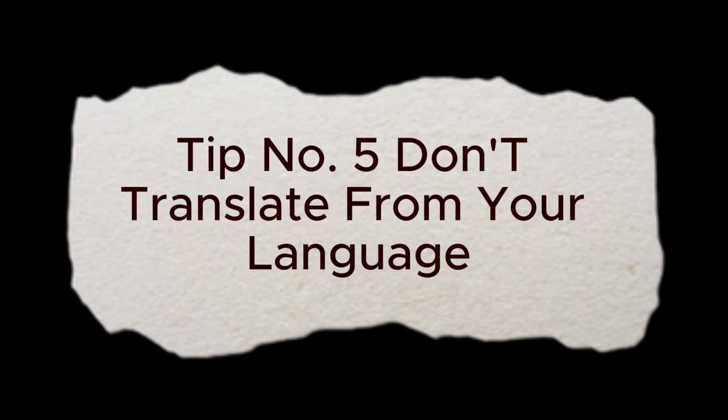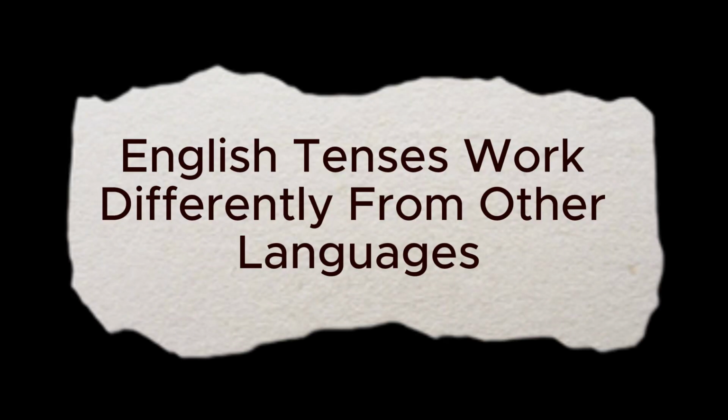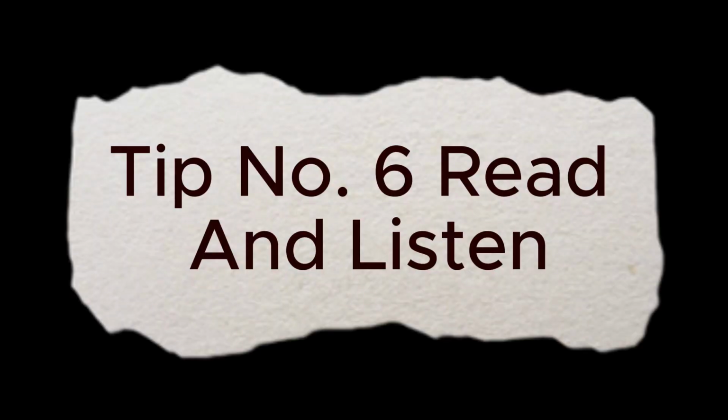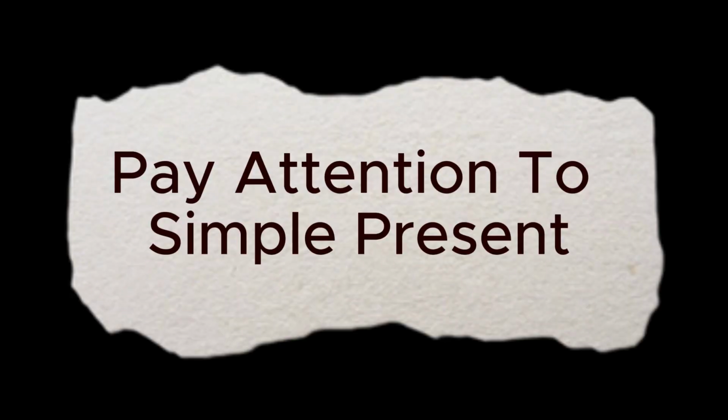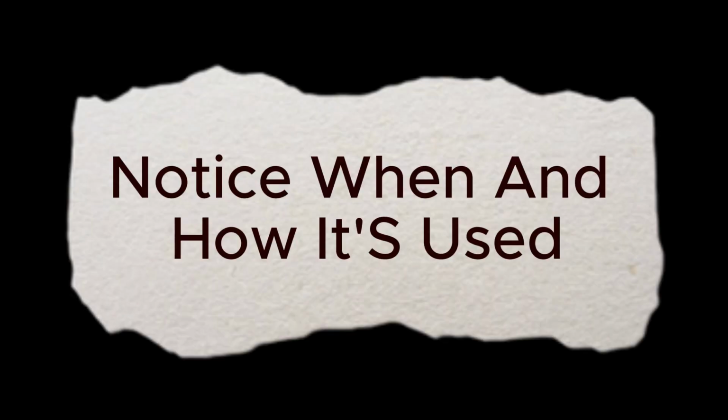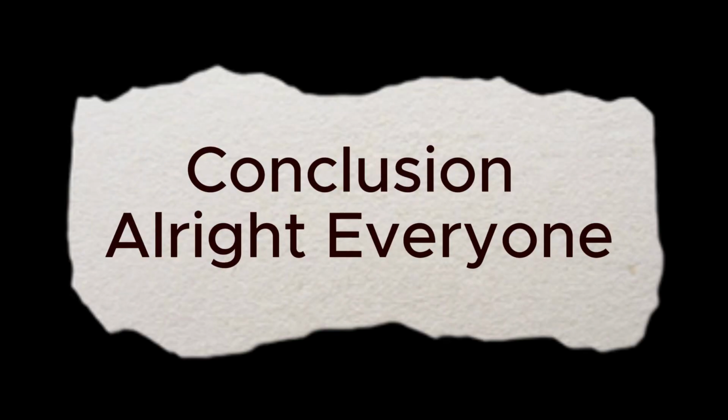Tip number 5. Don't translate from your language. English tenses work differently from other languages. Think about the function and meaning, not just the time. Tip number 6. Read and listen. Pay attention to simple present when you read English texts or listen to English speakers. Notice when and how it's used.